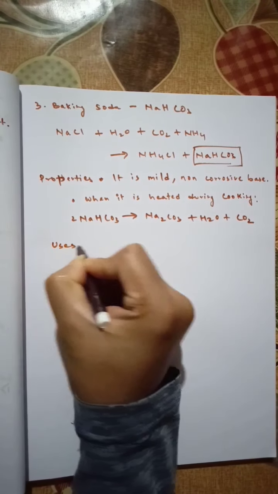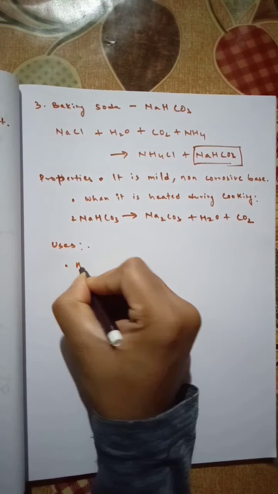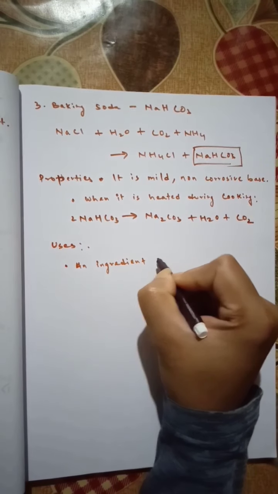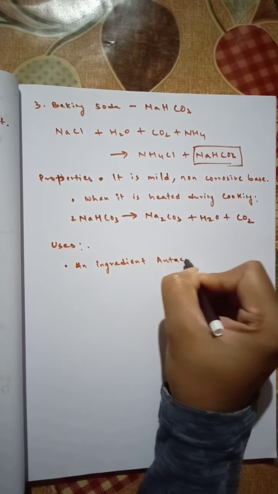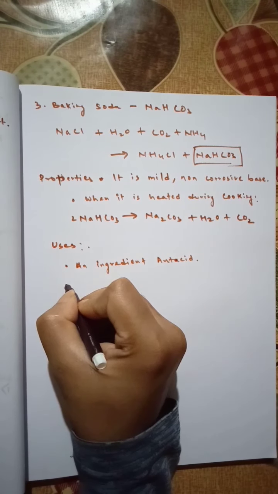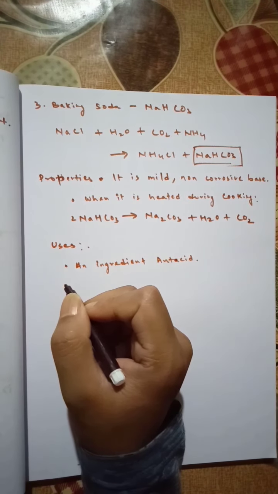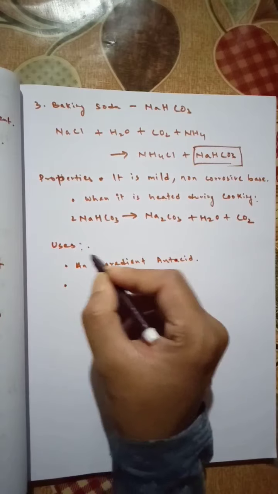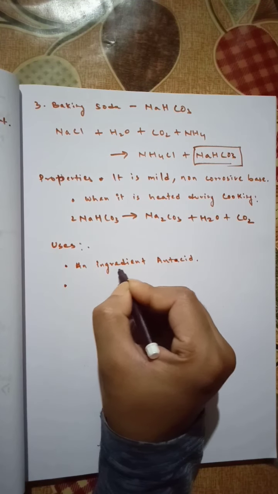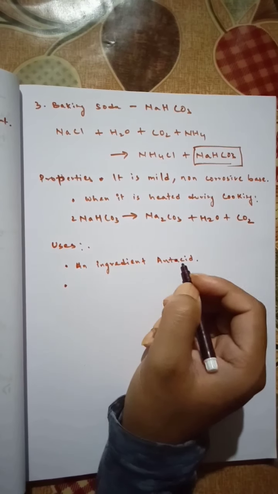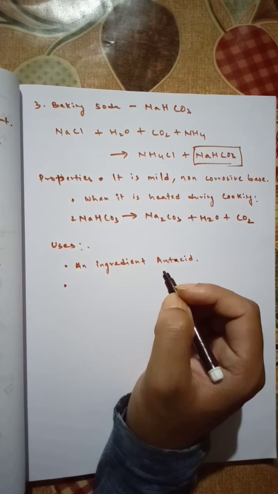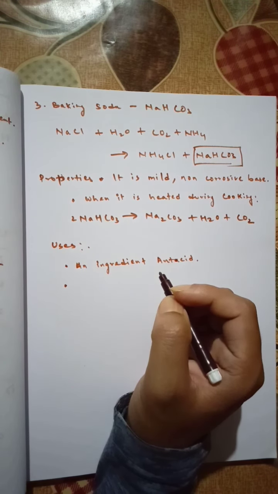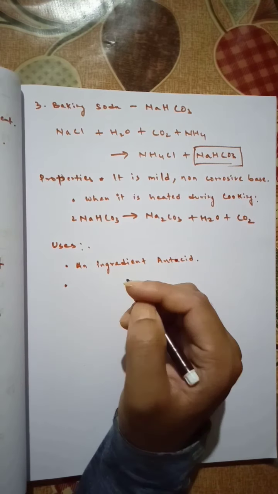Now the uses: number 1, an ingredient of antacid. What is antacid? When someone gets the problem of acidity, he takes a pill or a medicine which is antacid, and baking soda is used as ingredient of antacid.